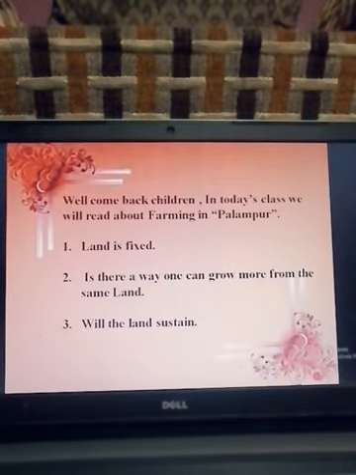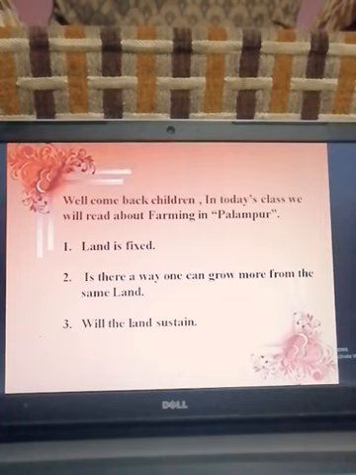Welcome back, children. I hope you all enjoyed the previous class and also understood the concept of the village Palampur, and how the organization of production is done and what are the three main things in that organization of production. Let me just recall the points, that is, capital, labor, and the land.